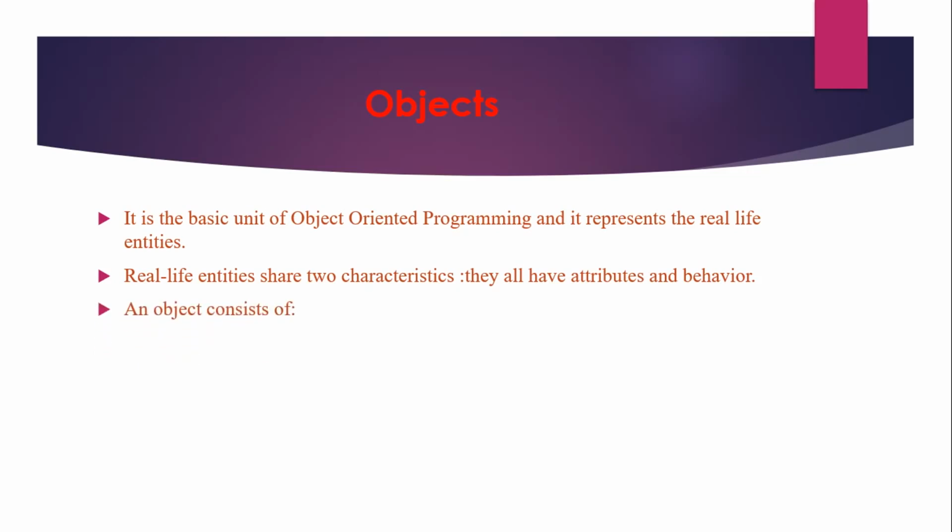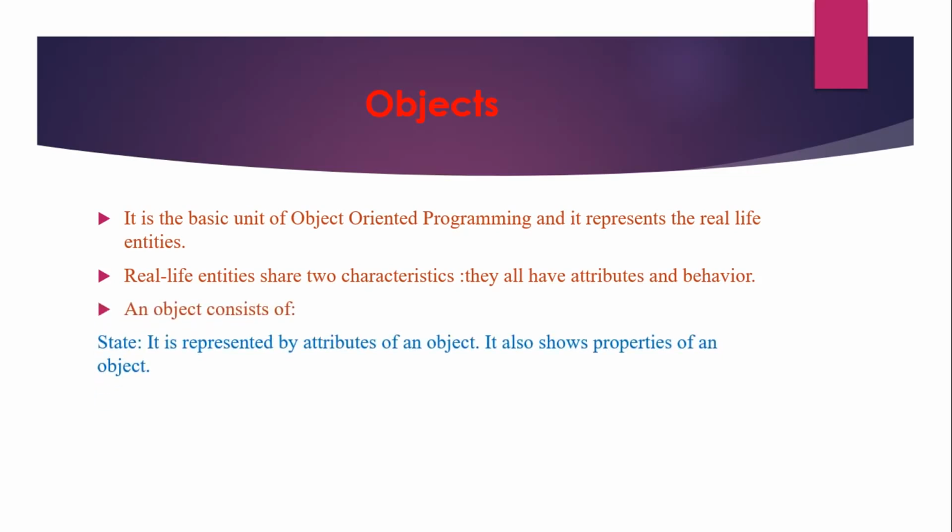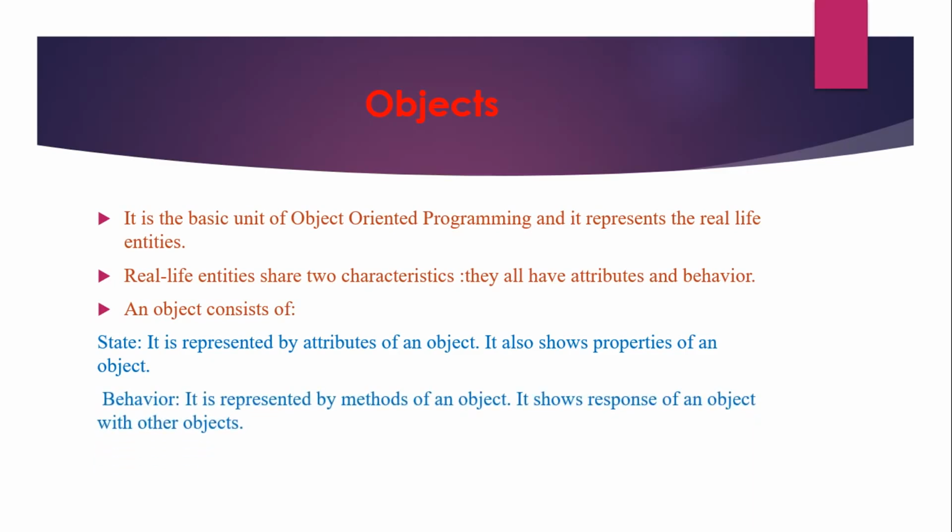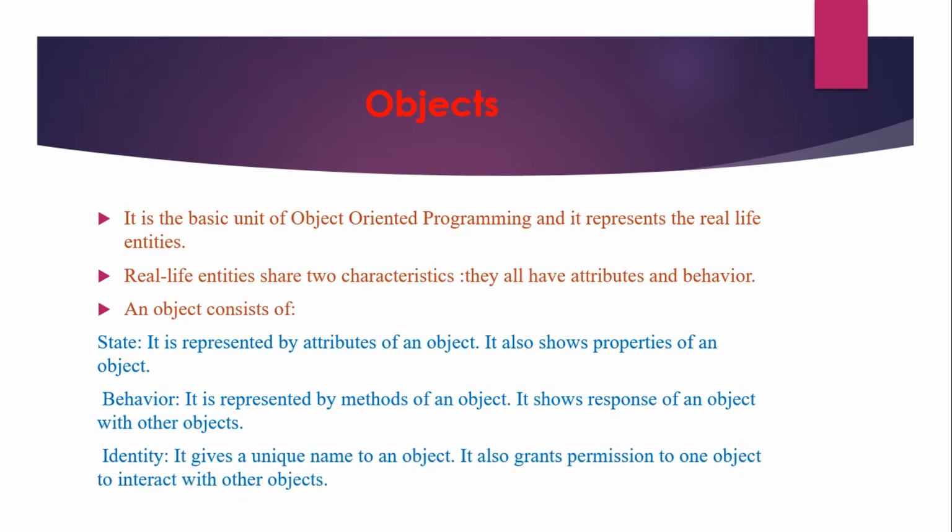And objects consist of state. It is represented by attributes of an object. It also shows properties of an object. Behavior. It is represented by methods of an object. It shows the response of an object with other objects. And identity. It gives a unique name to an object. It also grants permission to one object to interact with other objects.